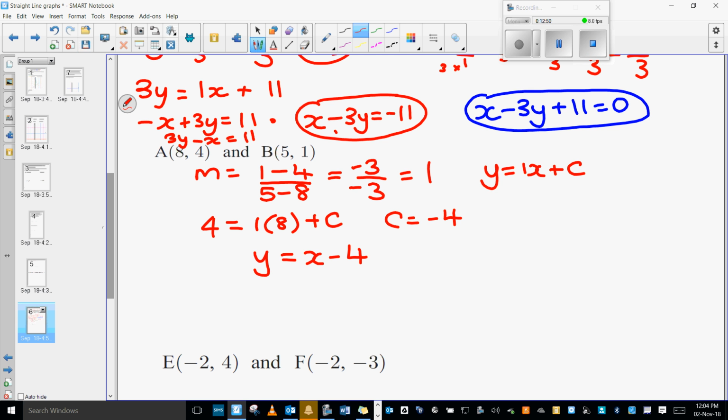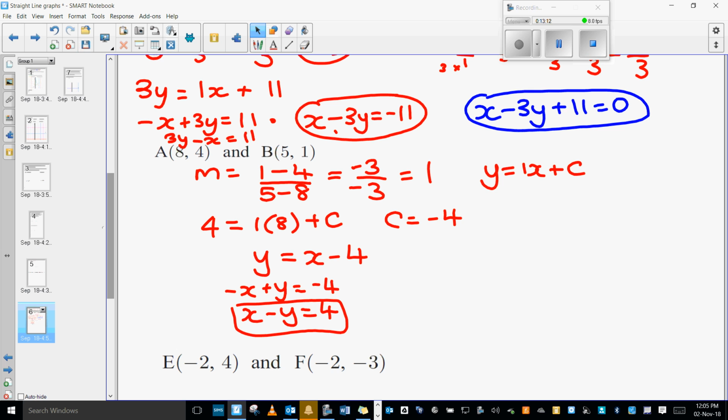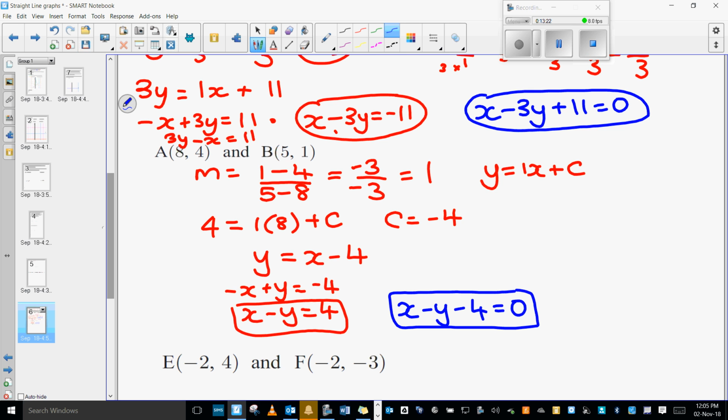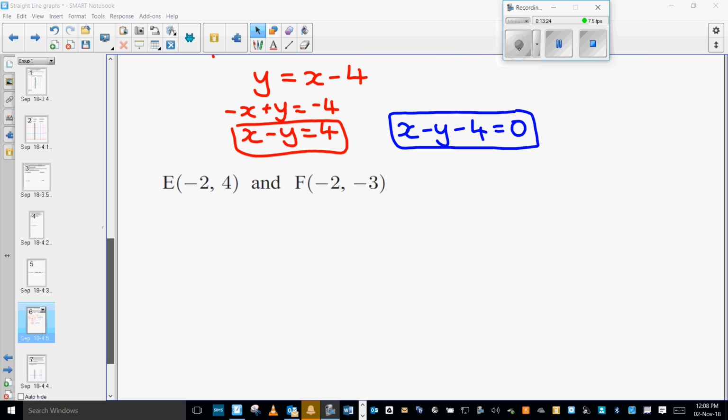So I'm going to subtract x from both sides. So I've got -x plus y equals -4. Or in this case, it could be x subtract y equals +4. So that would be my format if it was the first option. And if it was the second, it would be x subtract y subtract 4 equals 0.